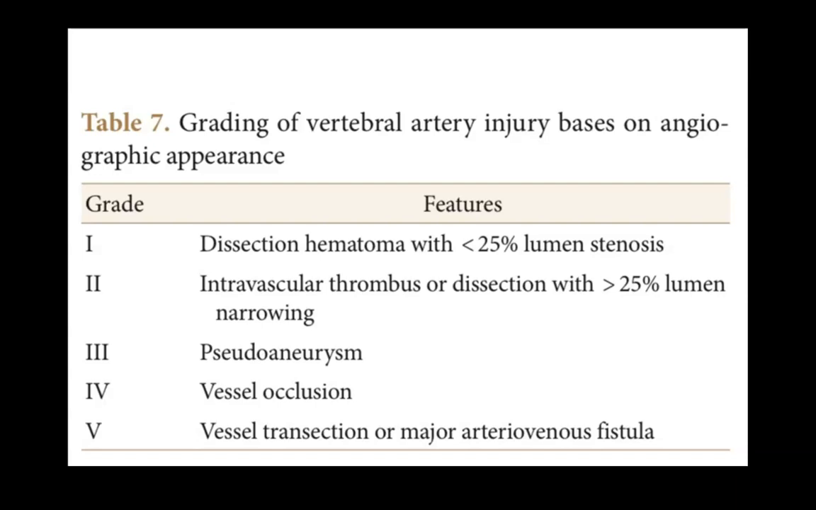Is the vertebral artery patent? Yes, it's okay. But if it is affected, what degree of affection? Less than 25% of the lumen is grade 1. More than 25% of the lumen is grade 2. Or pseudoaneurysm, what we call the pulsating hematoma. This means an injury of the wall resulting in blood contained in the tissues, continuous with the artery, so it is pulsating. And grade 4, complete vessel occlusion.